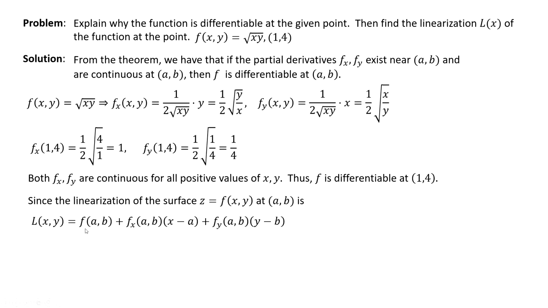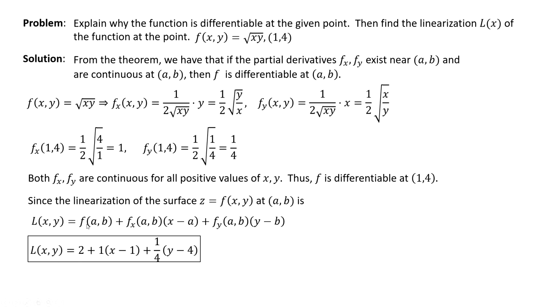That thing we remember is f of (a, b) plus f sub x of (a, b) times x minus a, that thing, right? So that simply becomes f of (a, b). Did we ever figure out f of (a, b)? No. Let's plug 1 and 4 for x and y to figure out f of (1, 4), and that turns out to be square root of 4, which is 2. That's what I have here. Plus f sub x at (1, 4), we figured that out, times x minus 1, and plus 1/4. You cool about this? It's a fairly straightforward problem.